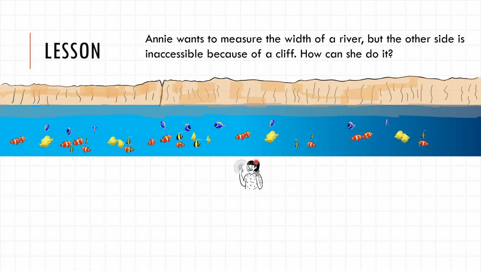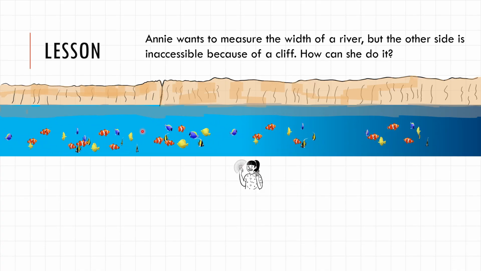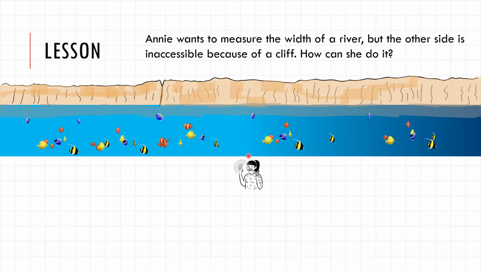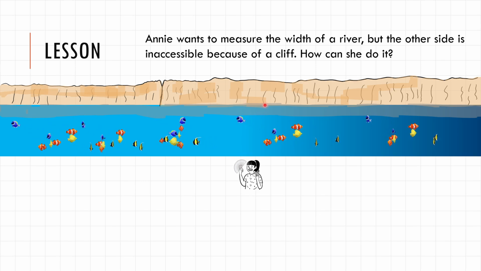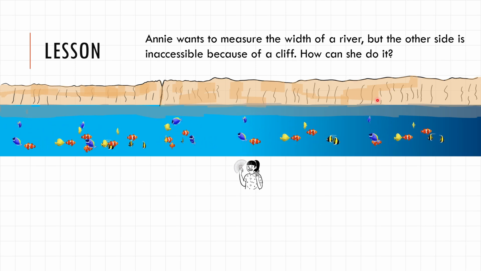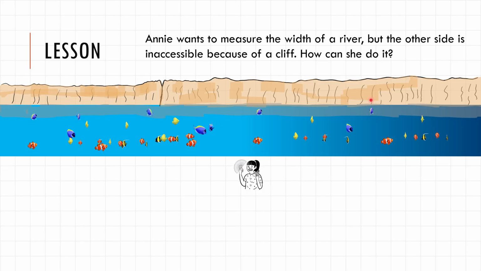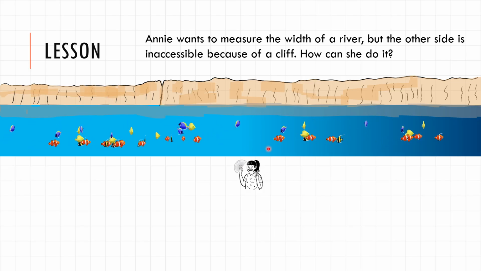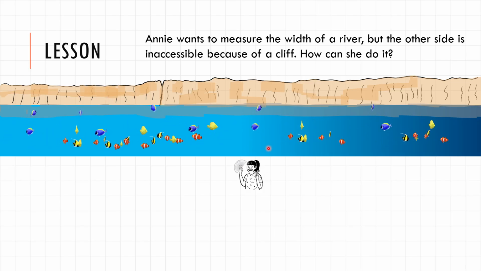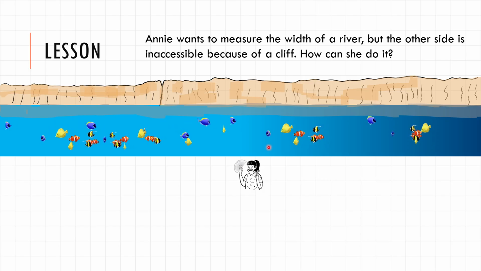My friend Annie wants to measure the width of a river, but a river is very hard to measure, especially when you cannot get to the other side to stand on it because there's a giant cliff in your way. How could she still measure the width of this river? Pause the video here and think about that for a minute.